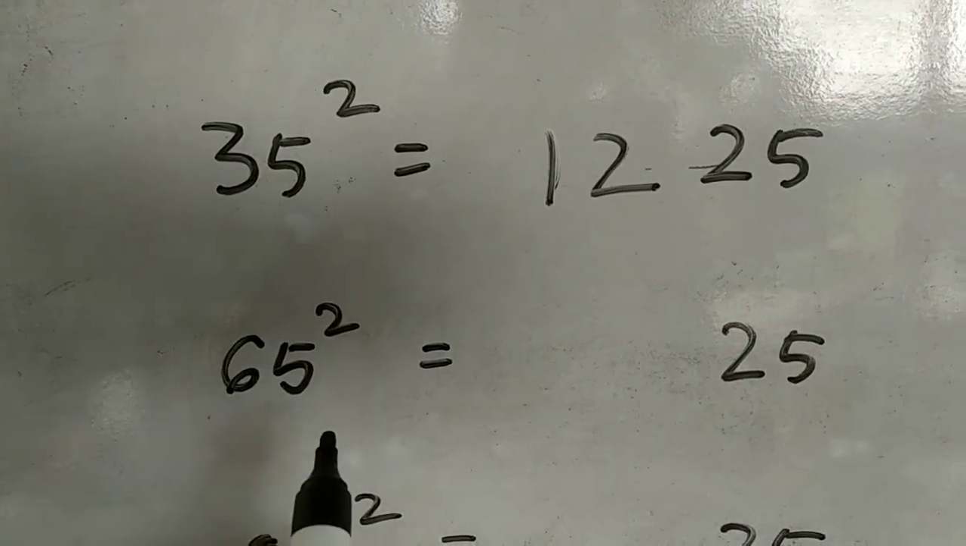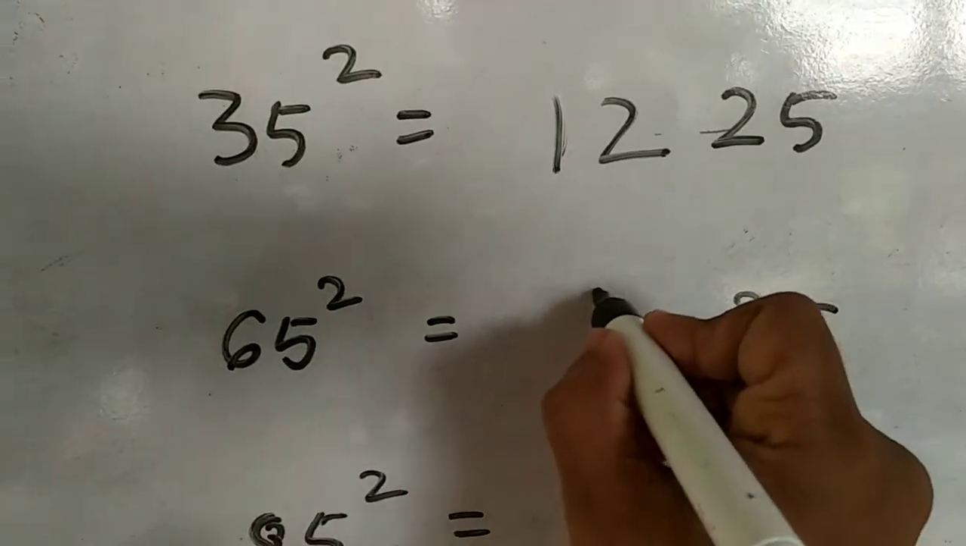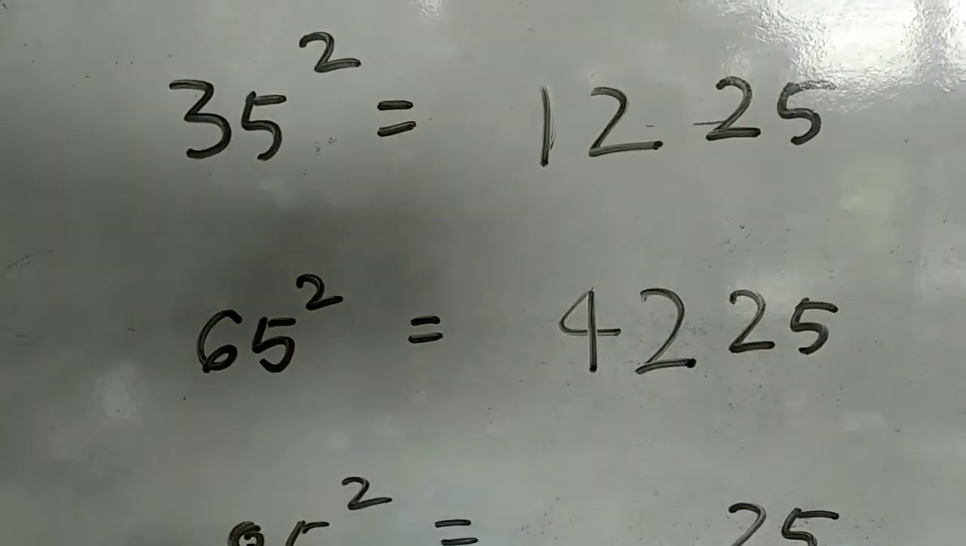For 65 square, last two digits will be 25. Multiply 6 with the next number, which is 7, which is 42. This is 4225.